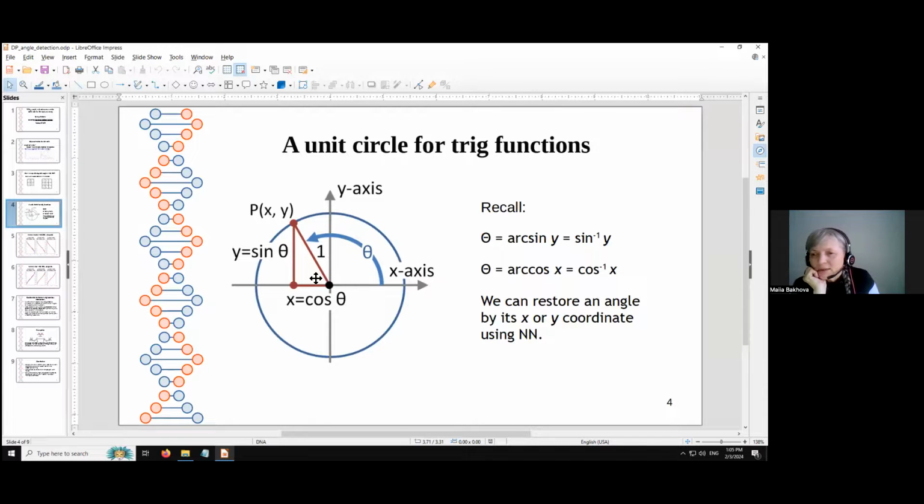So our angles are inverse trigonometric functions: arc sine of x, I don't know how it was in your school, or inverse sine, or arc cosine of x, or inverse cosine. There are two types of notations. So what we need here is how we can restore the angles from coordinates.